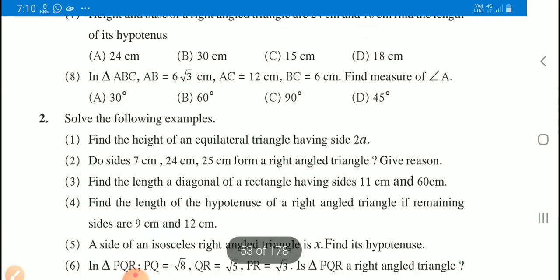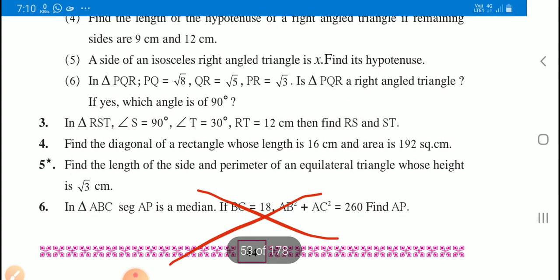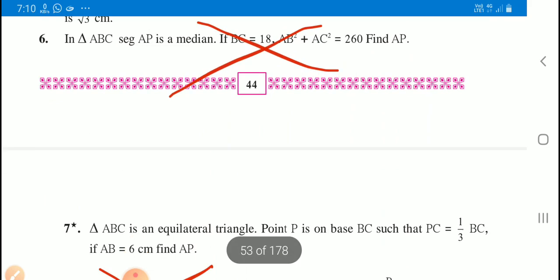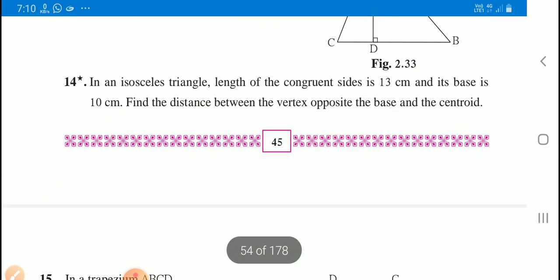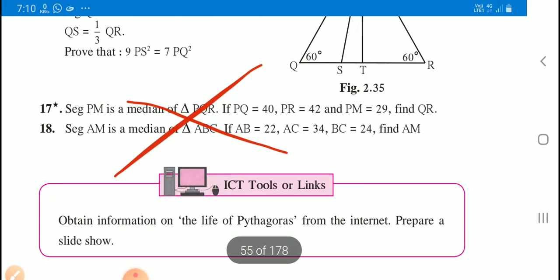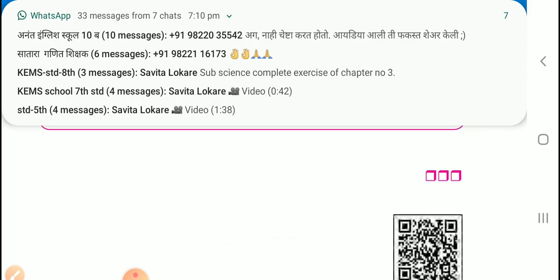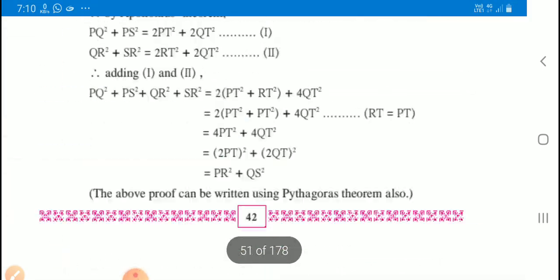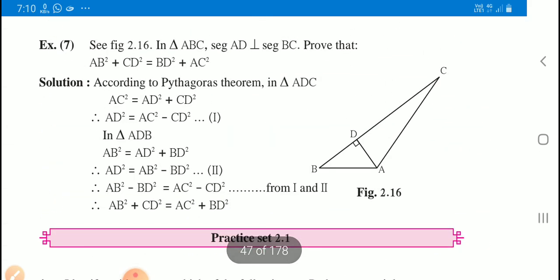From that also, look at which examples are based on practice set 2.2. These examples: example number 6, 8, 9, 12. Okay. Then example 17, 18 have been reduced from your topic. So today we have finished this topic. So you have to solve the problem set and practice set based on these.